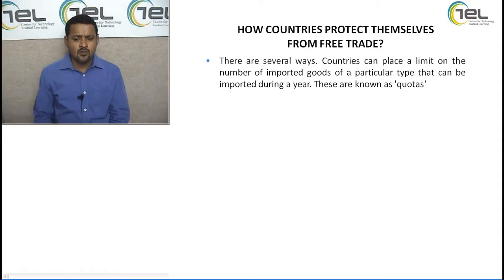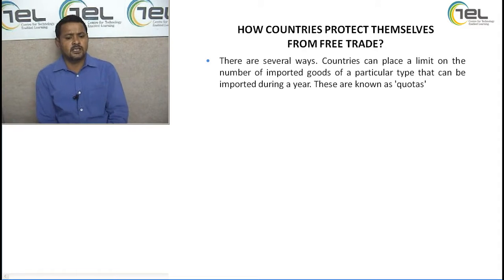There are several ways countries can protect themselves from free trade. Countries can place a limit on the number of imported goods of a particular type that can be imported during a year. These are known as quotas. They can keep a particular amount as a quota so that individuals, traders, exporters are not allowed to import goods for more than that quantity.